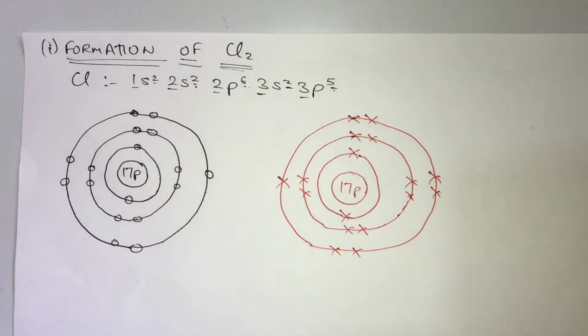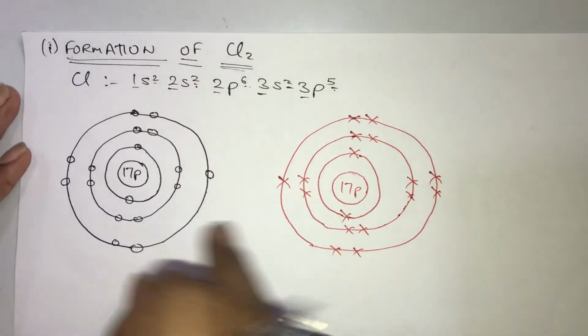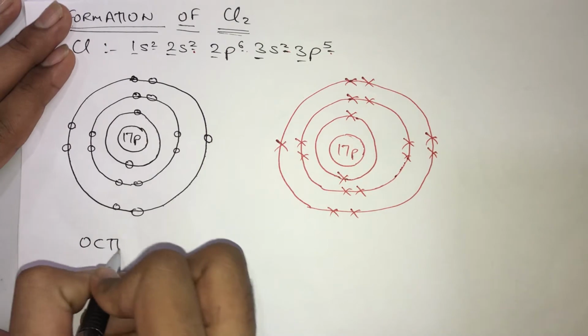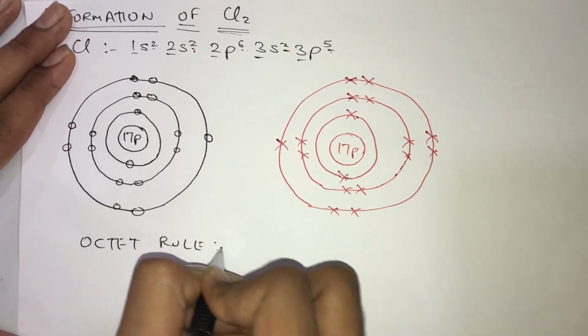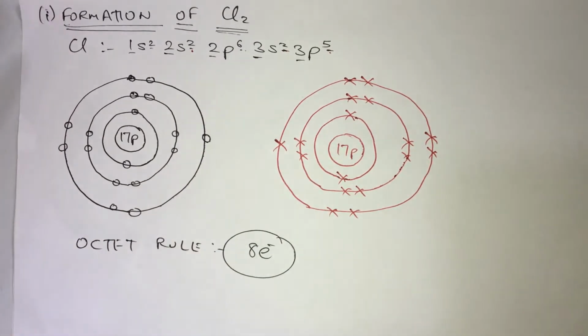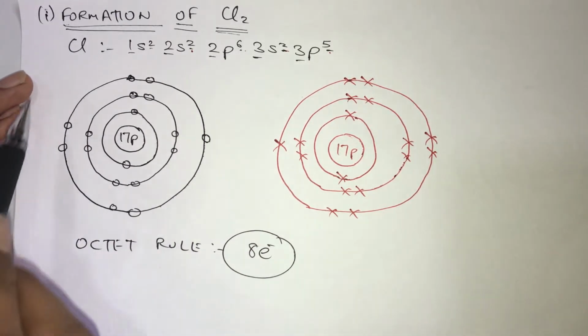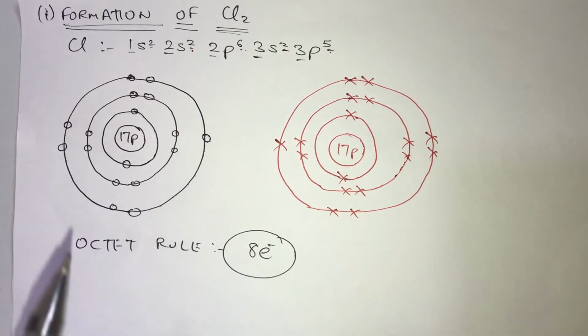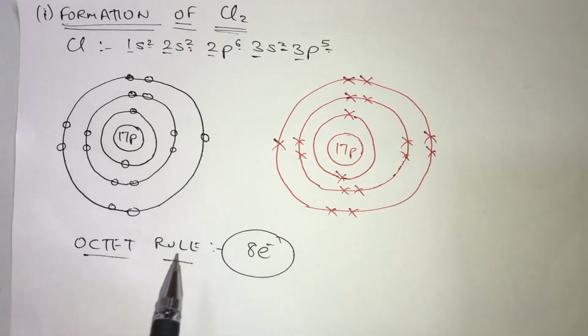Now, guys, if I ask you one question, are both these chlorine atoms stable? So the answer would obviously be no. Both of them are unstable. Why are both of them unstable? Because according to the octet rule, in the outermost energy level, there must be 8 electrons present. Why 8 electrons? Because if there are 8 electrons present in the outermost energy level, then the atom will attain a stable electronic configuration. Now, for those who do not know what an octet rule is, I've already uploaded a separate video on this.